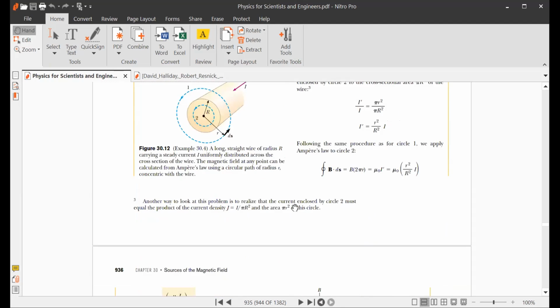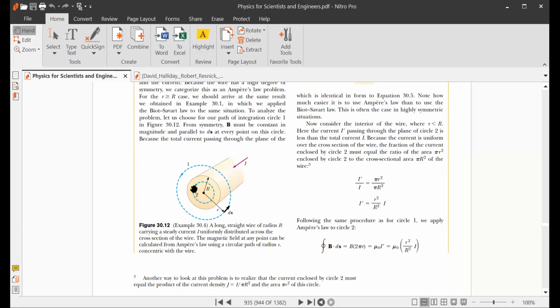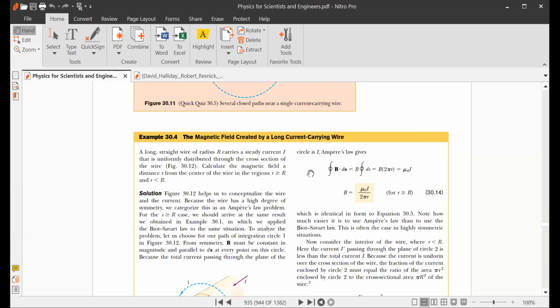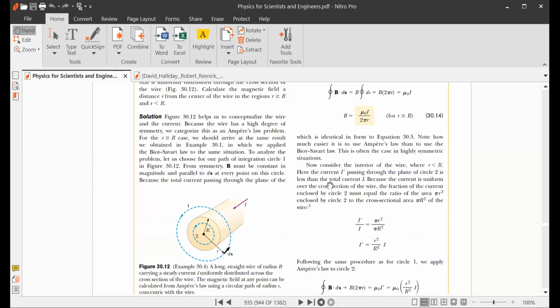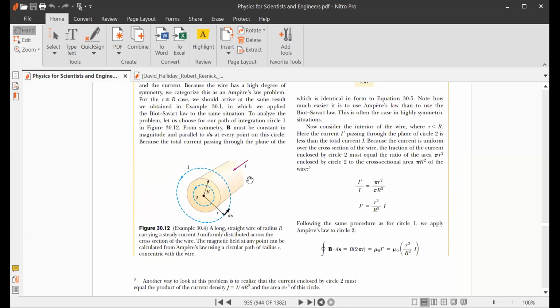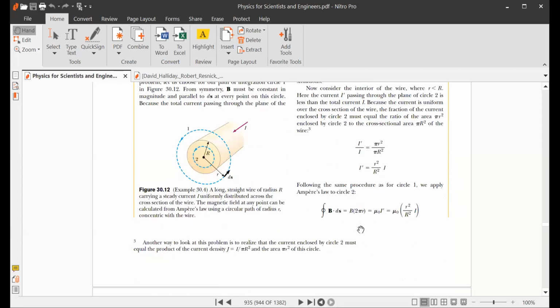So for r greater than or equal to capital R, we get the same result as for the very long wire that I showed you just now. This is the magnetic field outside the wire. What about the magnetic field inside the wire?